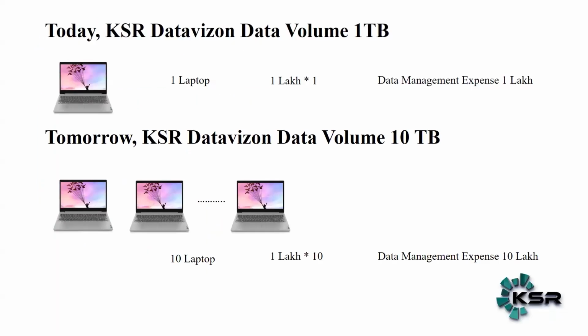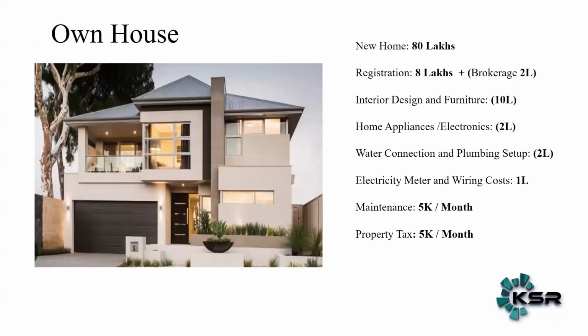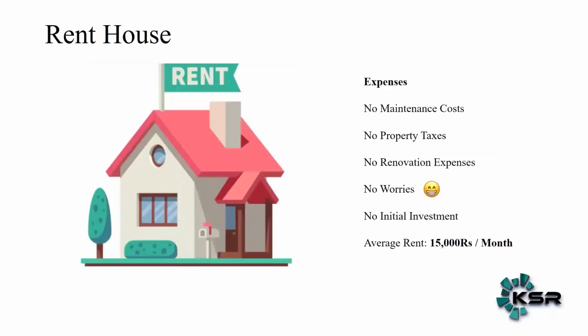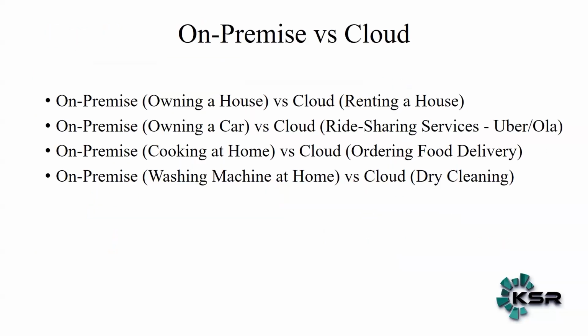And who is that someone else? So rather than buying a house, I'm actually renting a house. Similarly, rather than buying a tool, I will rent a tool. And that is where your on-prem and cloud come into the picture. So on-prem is owning a house. Cloud is renting a house. On-prem is buying a car. How many of you own a car? It's very difficult to maintain.